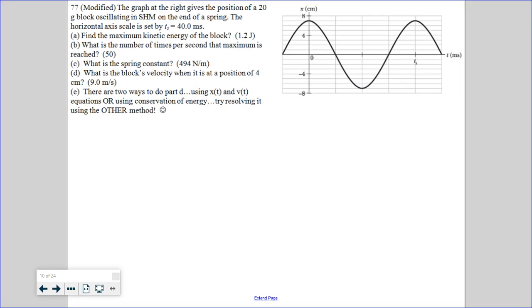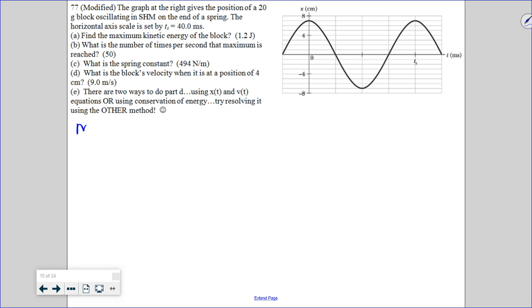All right, so we got this graph at the right. It gives the position of a 20-gram block. Do you know what I want to do? Hang on one second. I'll leave this up here for a minute. Take a second, make a note, maybe sketch the graph real quick. I want to put the equations up on the board.